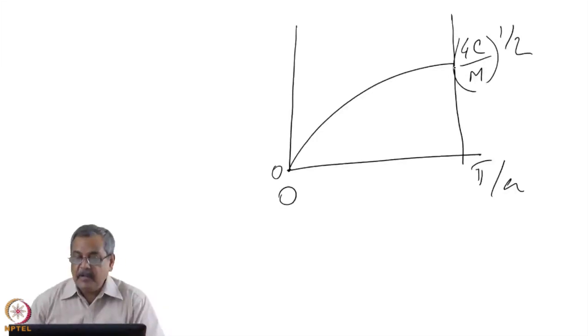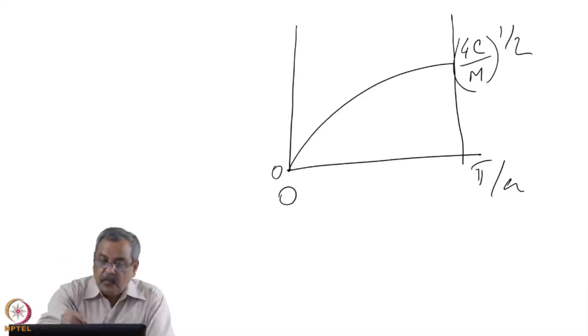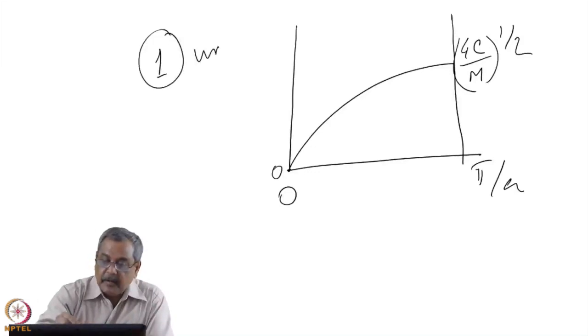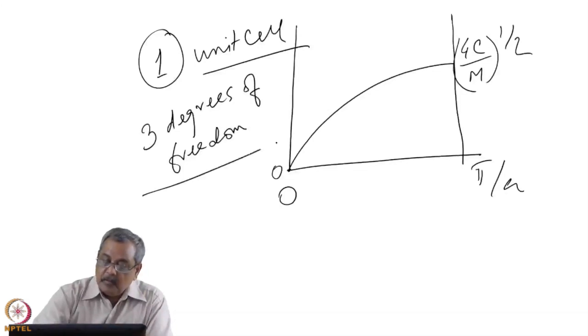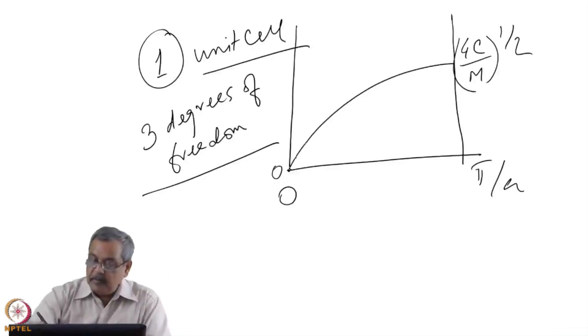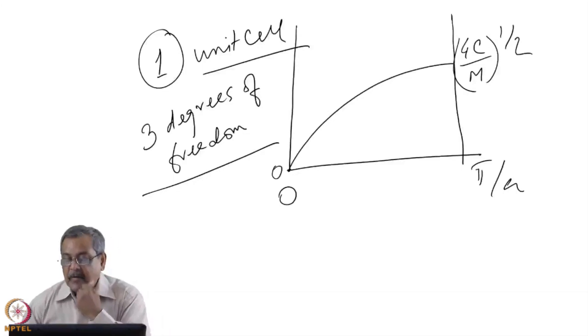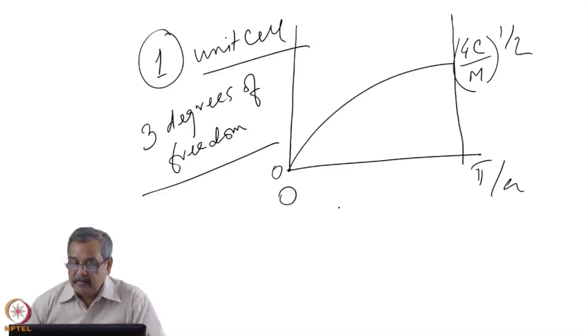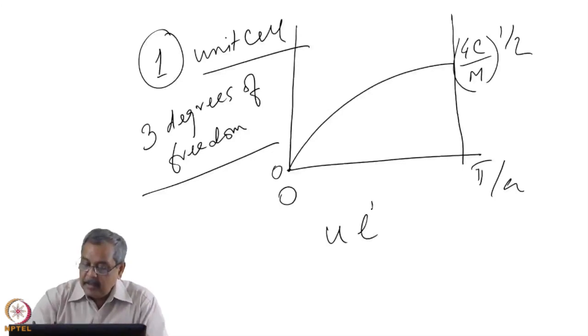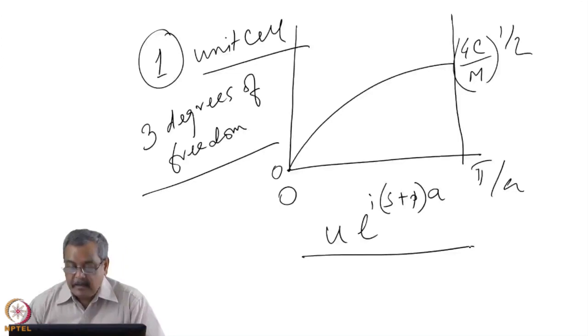But now this is one movement. Now there is one atom in the unit cell, so this has got 3 degrees of freedom. Of these three, I have shown you the dispersion relation for one. Basically, when you have particles or planes of particles, this wave, which I wrote as e to the power i (s plus p) a, this displacement can be longitudinal or transverse.